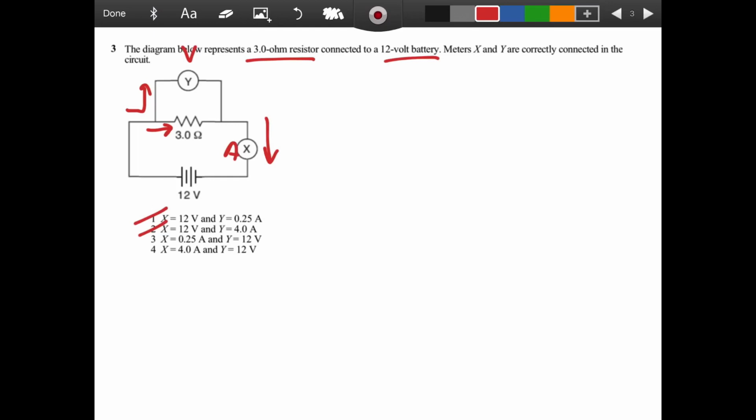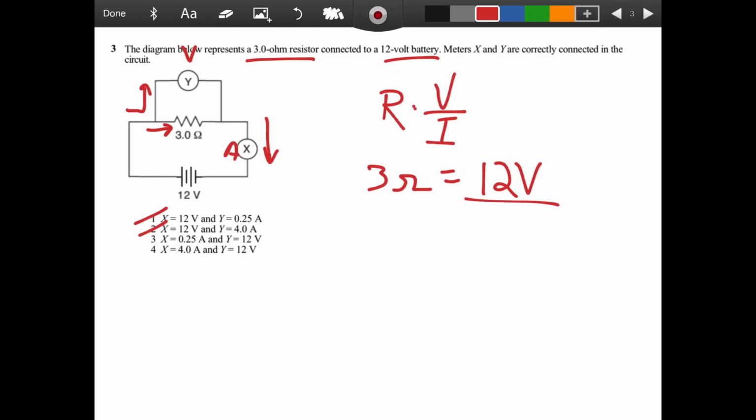So right away, if I do Ohm's law, R equals V over I, there's a total resistance of 3 ohms in this circuit. I'm given that the voltage is 12 volts, and I'm looking for the current. Cross multiply, and 12 divided by 3 is 4. I get a current of 4 amps, making choice 4 the correct answer to number 3. And since there's only one resistor, all of this voltage will drop across the resistor, and we know that it has to be 12 volts.